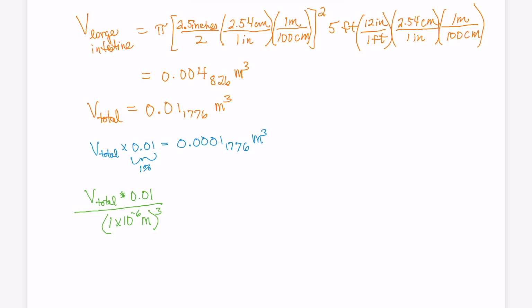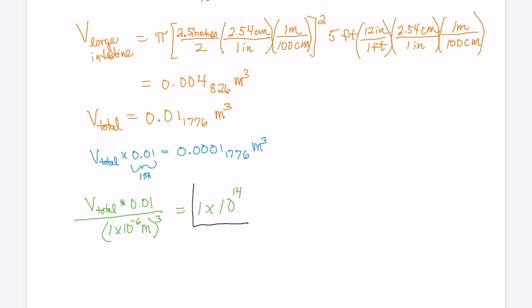We're going to take the length of the bacteria and cube it. And there you have it. That's my final answer.